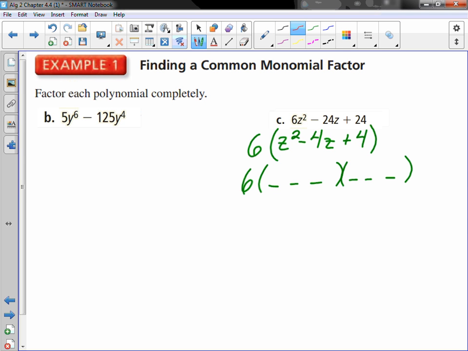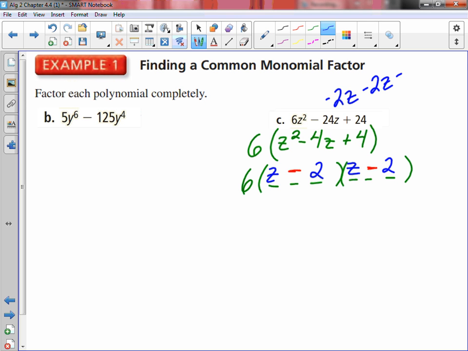Since the constant term is positive, the signs are the same, and they match the sign of the middle term. And the middle term is negative. We'd have z and what would be the factors of 4 we'd want to use? I would use 2 and 2. 1 and 4 would give us a bigger number. Because z times negative 2 is negative 2z, and negative 2 times z would be minus 2z, which would give us our negative 4z.